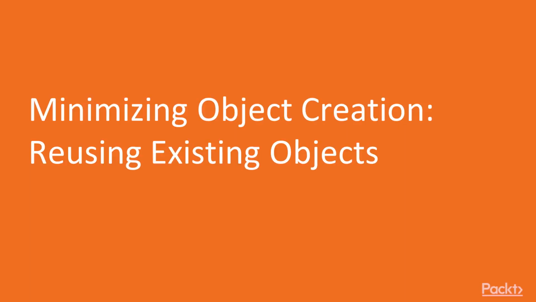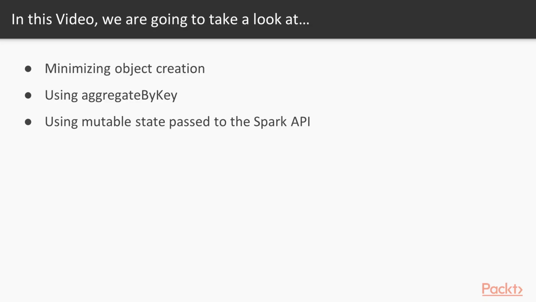And this is the first video, in which we'll be minimizing object creation by reusing existing objects. We will see how to minimize object creation by using aggregateByKey. This is a very clever method if you want to do some kind of reduce, but we don't care about all elements, but we want to calculate something on a specific executor for a specific partition. We can use aggregateByKey and combine results into a mutable data set. So we'll be using mutable state passed to the Spark API.